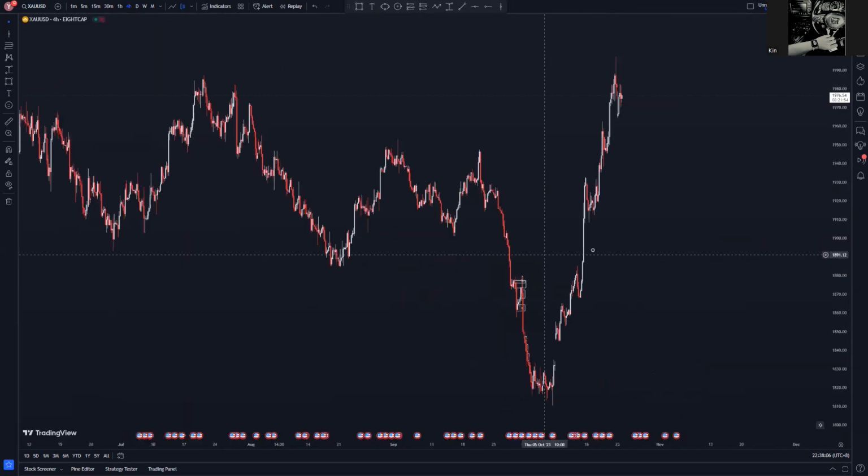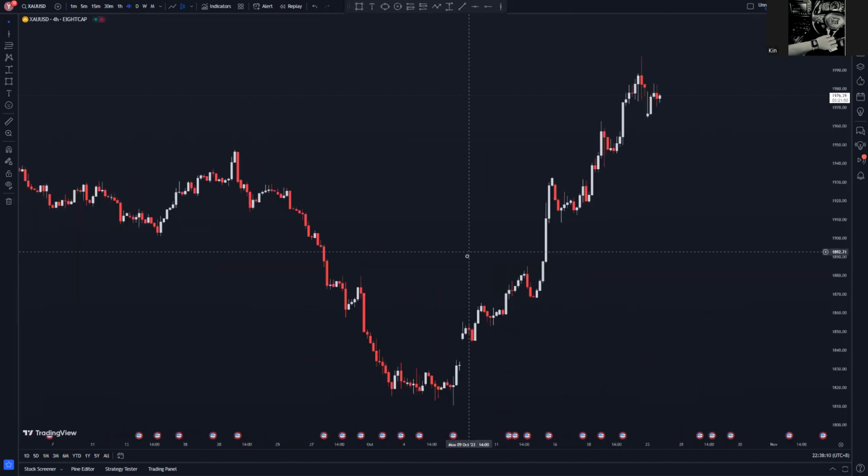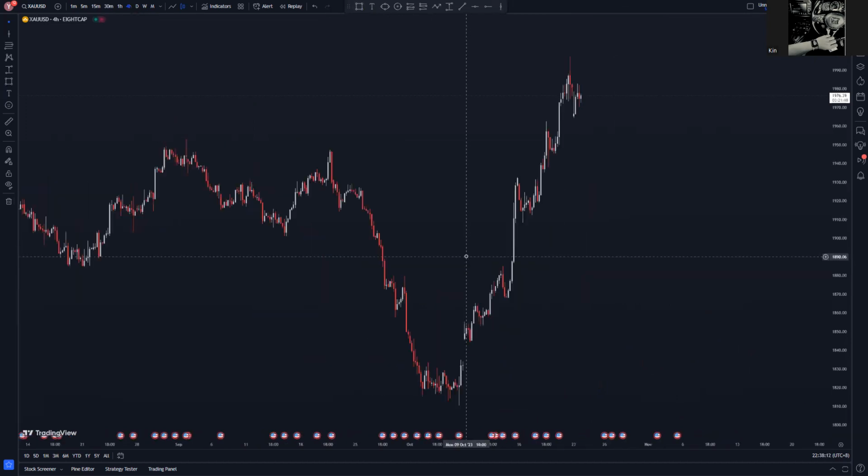For now, is there any question before I go to the next examples? No. So instead of gold, which instruments are you guys trading with?